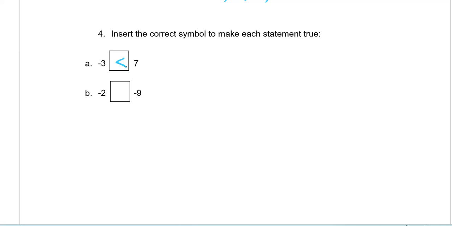Minus 2 and minus 9. Remember, when it comes to negative numbers, the bigger that number is after the minus sign, the more negative it is. The further down that way we're going. So minus 9 is smaller. So it's going to point that way. Now that's actually a greater than symbol because minus 2 is greater than minus 9, because the minus 9 is the smaller one.